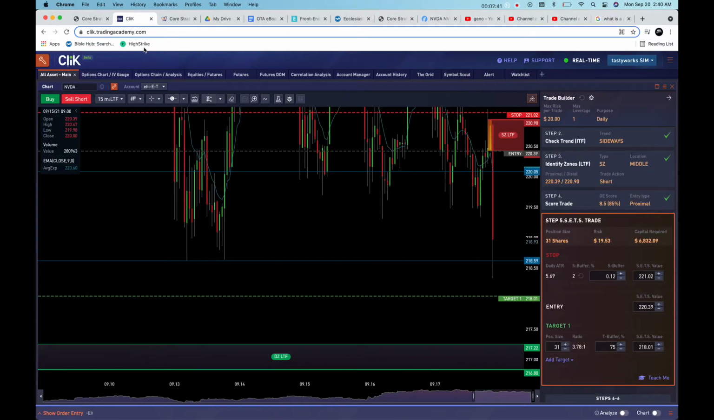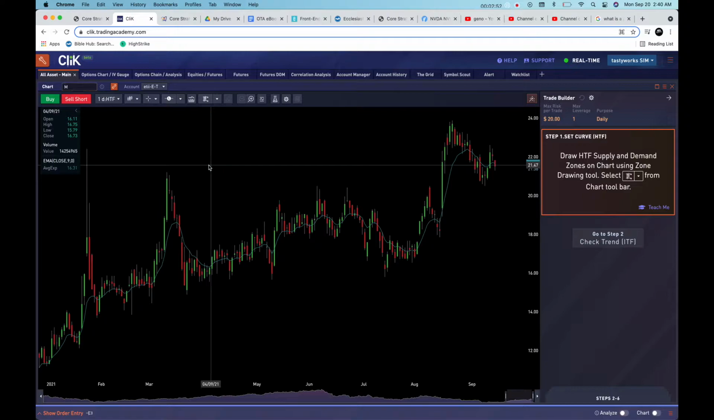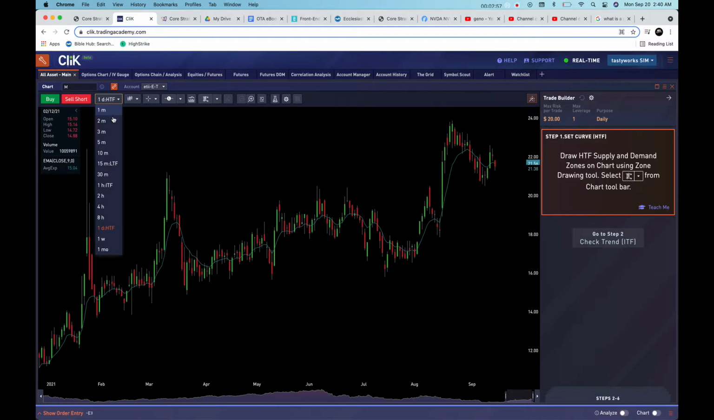Okay, now if we open up a chart, let's pull up mRNA. Okay, and here we are looking at a day chart. And these are the time frames that are available on my chart. Your chart may look just a little different, but pretty much what you're going to have is a minute chart, a 5-minute chart, 15, 30 minutes, an hour, 4 hours, 1 day, a week, and a month. You'll have a number of various time frames that you can choose from.